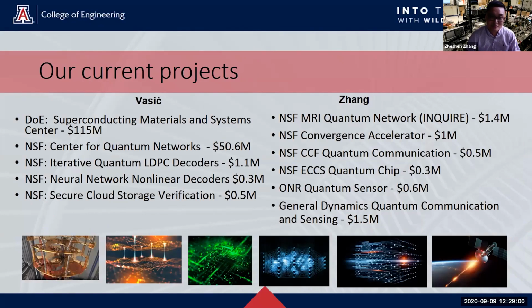Here is a list of some of our ongoing projects, including the two centers that Bane already mentioned, along with other research projects. As you see, U of A has a strong focus on quantum networks and quantum error correction, but we also have ongoing grants on quantum sensing, and we have established close collaborations with industry as well to foster technology transition.